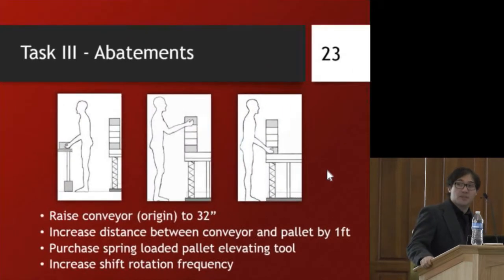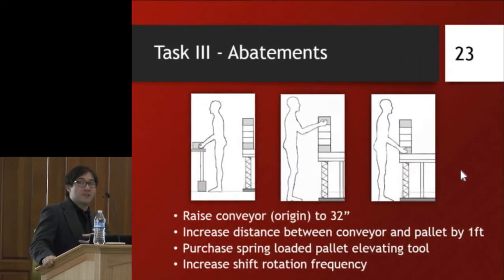So our suggested abatements are to raise the conveyor belt, or the origin of the lift, to 32 inches. So they're no longer stooping to lift the box. Rather, they're just lifting it from waist height.